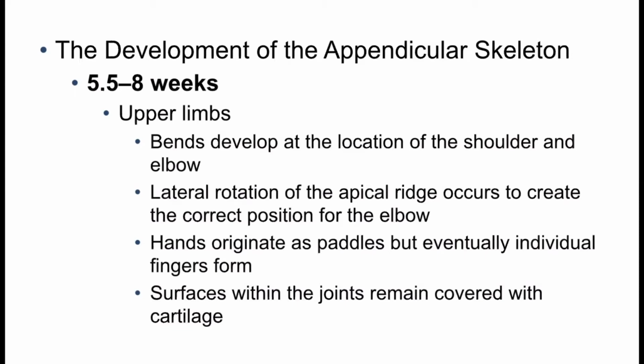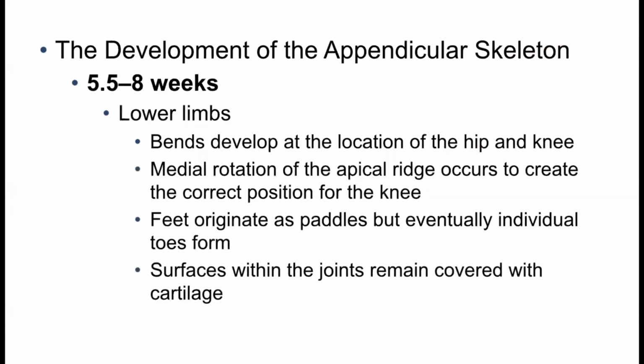Hands originate as paddles. Remember, they form as paddles at first and eventually form fingers. So at first they'll form a paddle shape. They'll form your fingers like this, and then the cells digest and eat away this tissue that's formed and start to develop your digits. So it forms a paddle at first. Okay, the surfaces in those joints remain covered with cartilage.